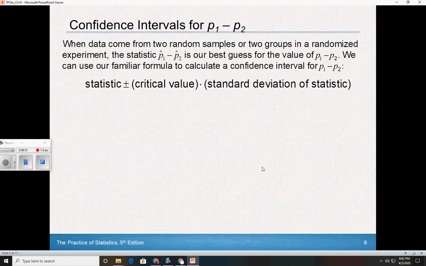When the data comes from two random samples or two groups in a randomized experiment, the statistic p hat 1 minus p hat 2 is our best guess for the value of p1 minus p2. We can use the old familiar formula to create a confidence interval. Statistic plus or minus a critical value times the standard deviation of the statistic.